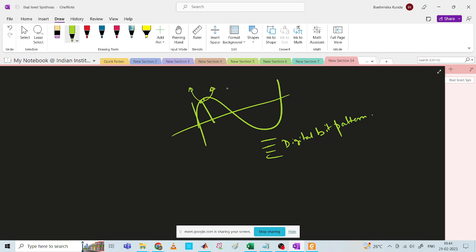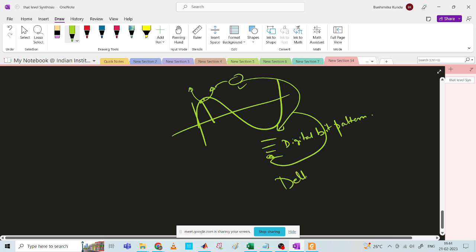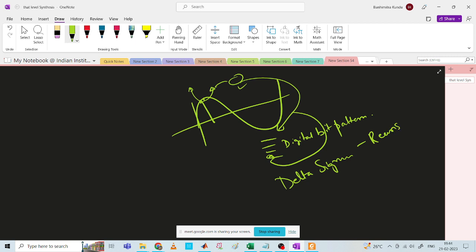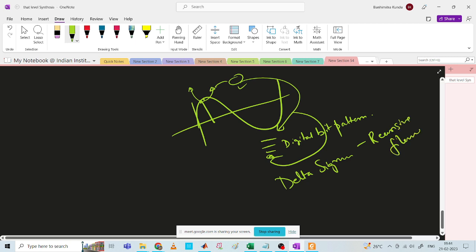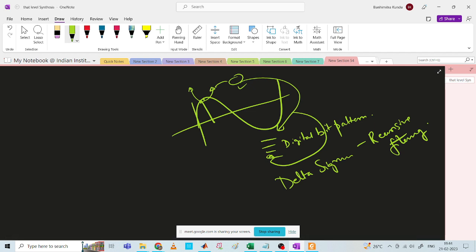Now with the help of this difference, it converts the difference into a series of bits, and depending on whether it is more or less than that, it will either add here or subtract from here. So this is called delta sigma modulation. This is also named recursive filtering. Right now, based on this, you can find out what should be the answer.